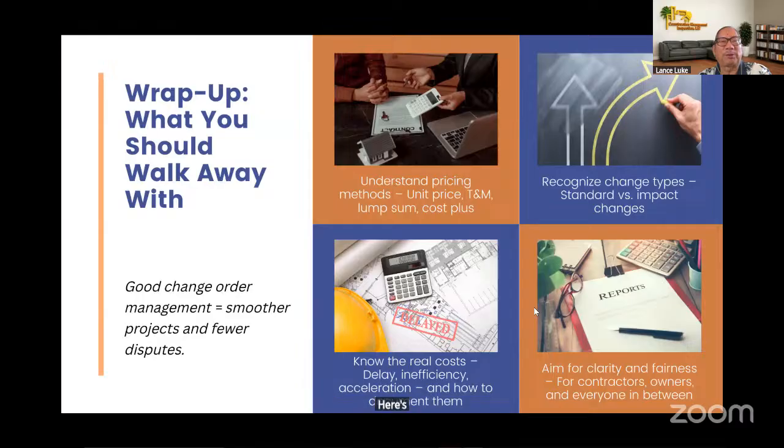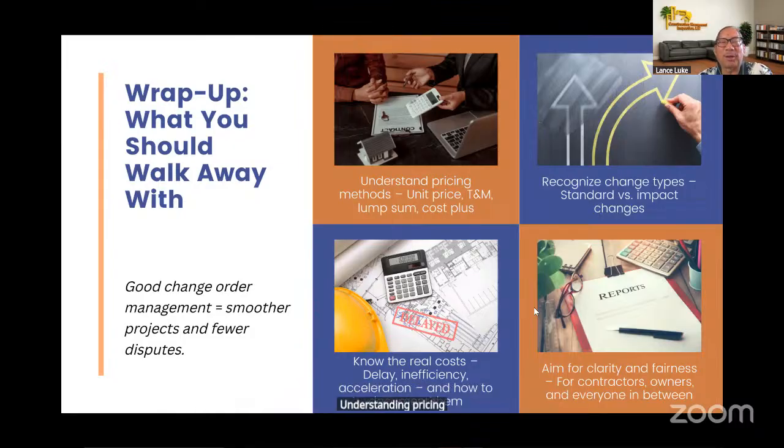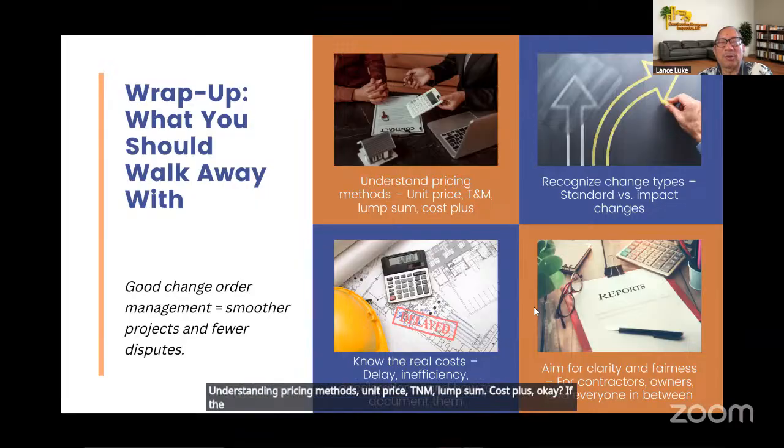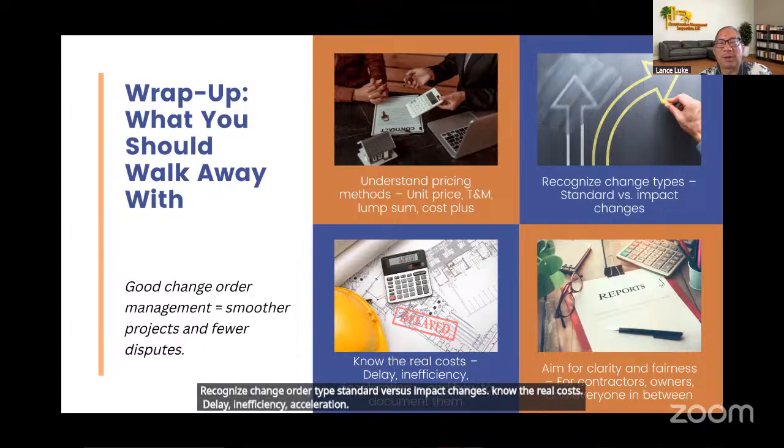Here's a wrap up. What should you walk away with? Good change order management equals smoother projects and fewer disputes. Understanding pricing methods: unit price, T&M, lump sum, cost plus. Okay, if the contractor is only using one method, like the time and material, you don't have to worry about the other methods, right? Recognize change order type, standard versus impact changes. Know the real costs: delay, inefficiency, acceleration, and how to document them.